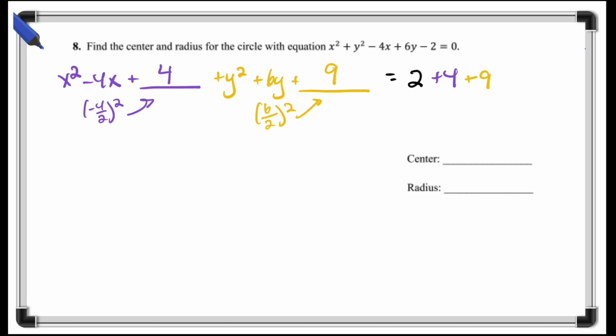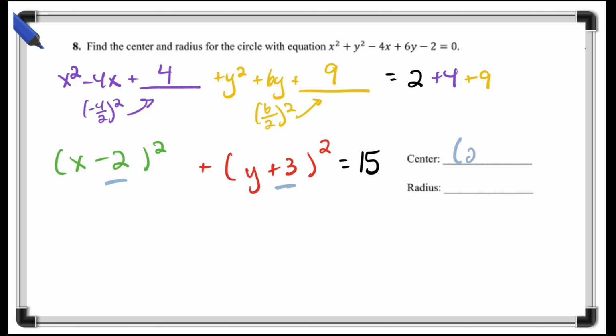Now, we're going to factor the left side and then simplify the right side. So that means we're going to take our terms here. What we have is (x minus 2) squared. And then we're going to take these terms and factor them. So you have (y plus 3) squared. And then on the right-hand side, you have 15. So now what we have is our center, which is (h, k), so we got (2, -3). And our radius, this is r squared, so our radius is the square root of that, so the square root of 15.